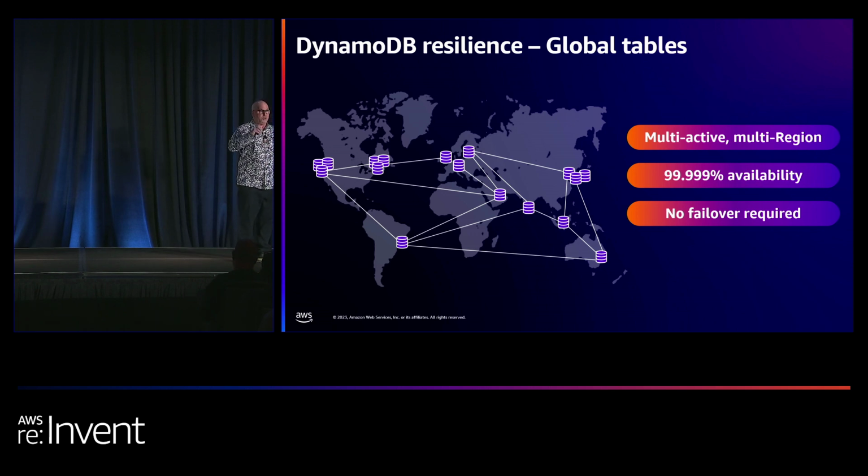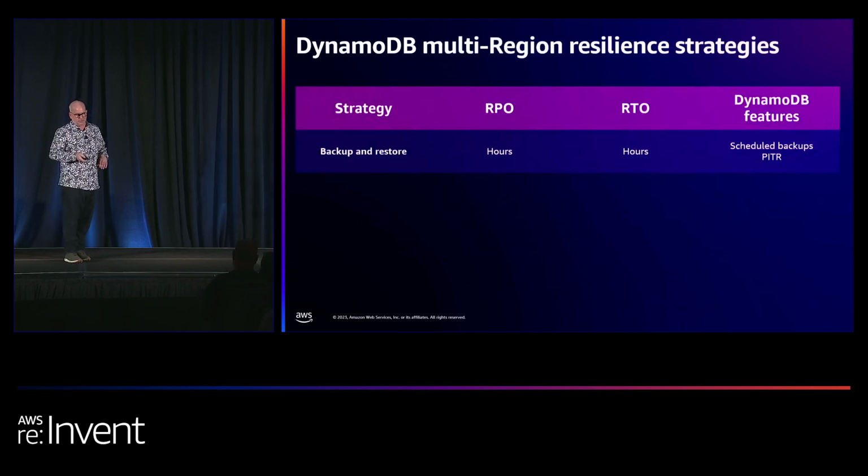This also allows you to increase your availability guarantees from 4 nines in a single region to 5 nines in multiple regions for DynamoDB. And again, you don't need to think about failover. If you want to shift traffic, you just start sending that traffic to a different region replica than you had previously.